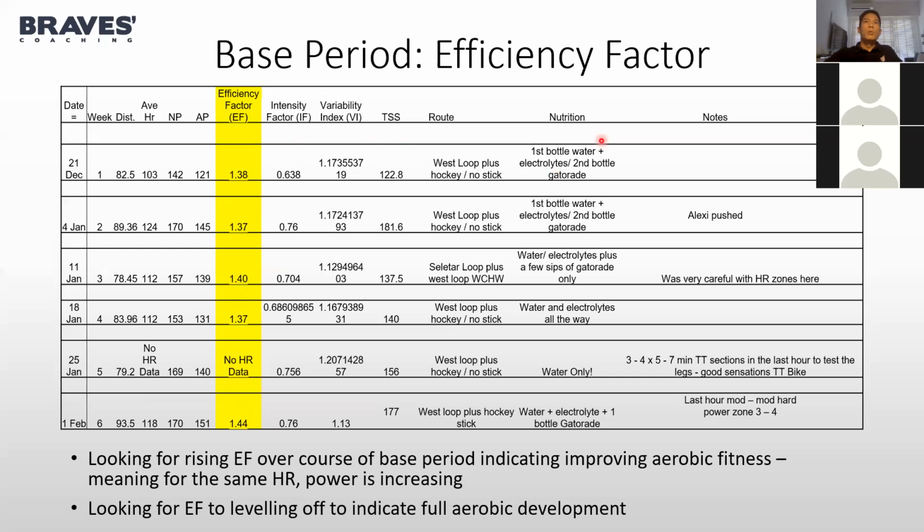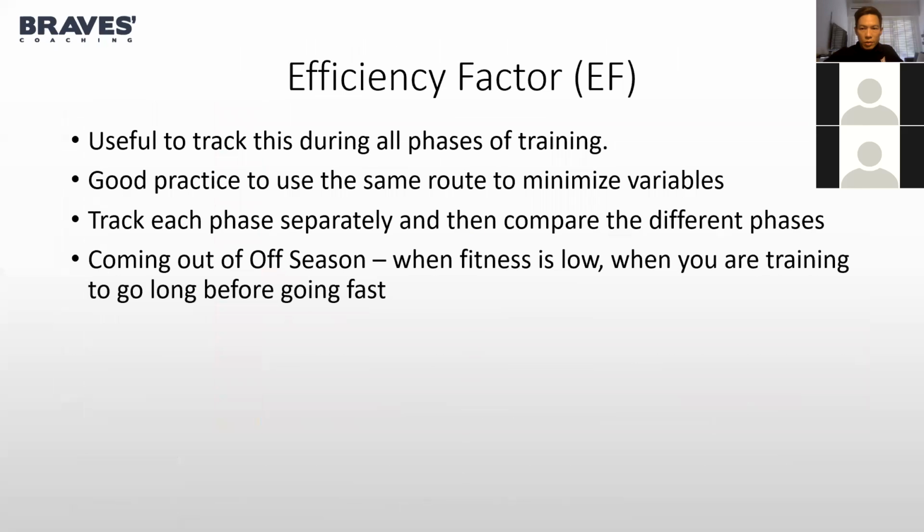I have nutritional notes here, okay? Yeah, we're talking about these two later. And the loop, the route that we're doing, is pretty much the same. West loop, Seletar, West loop, okay? It's all same routes. Yeah, okay, so the variables are controlled. So, you know, you guys can build these sort of tables for yourself and just plunk in the data, all right? Now, hang on, my notes are coming on a different page.